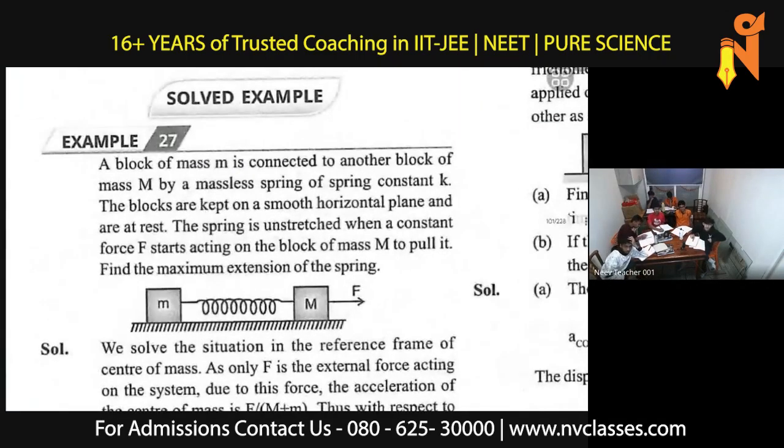A block of mass m is connected to another block of mass m by a massless spring of spring constant k. The blocks are kept on a smooth horizontal plane at rest. The spring is unstretched when a constant force F starts acting on the block. Nice question, constant force F, to pull it. Find the maximum extension of the spring.